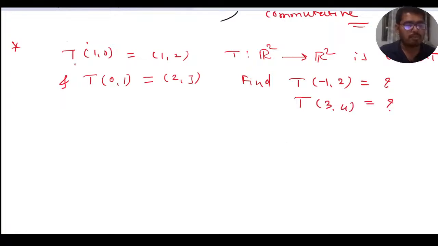If they have given you only T of 1, 0 is 1, 2 and T of 0, 1 is 2, 3, from that we can find out T of -1, 2 and T of 3, 4. Let's see how to do it. First of all, E1 is 1, 0 and E2 is 0, 1.